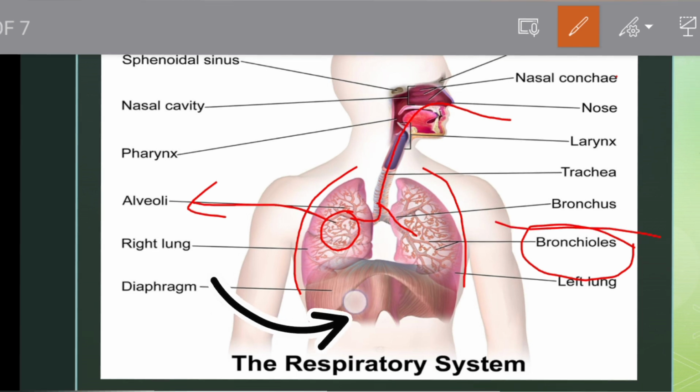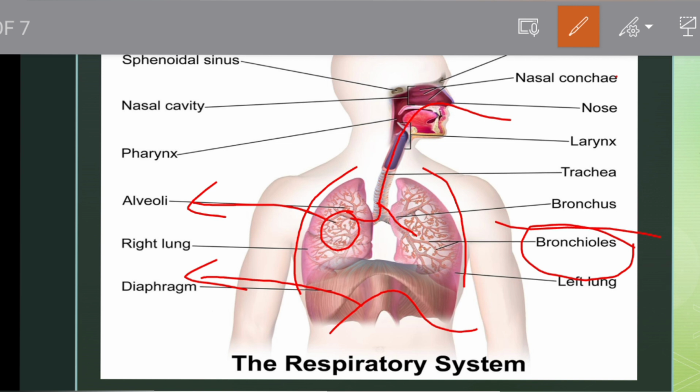Next, about the diaphragm. It is a muscular partition which separates the chest cavity from the abdominal cavity. When we breathe in, the diaphragm contracts, due to which the chest cavity expands, and oxygen is inhaled. When we breathe out, the diaphragm relaxes, due to which the chest cavity contracts, and carbon dioxide is released out into the air. So this is the process of respiration.